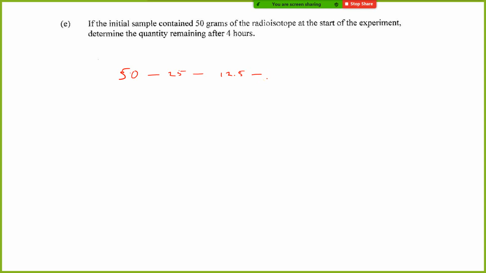Let me see here. There are several ways we could do this. Let's do something here. 4 hours times 60 is going to be 240. We said that the half life was technically 32. Let's just put it as that.